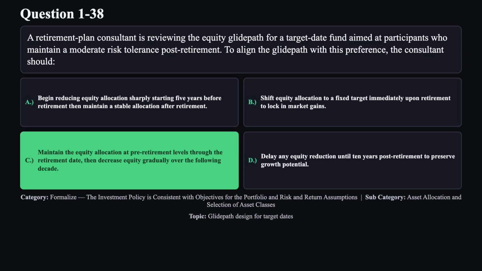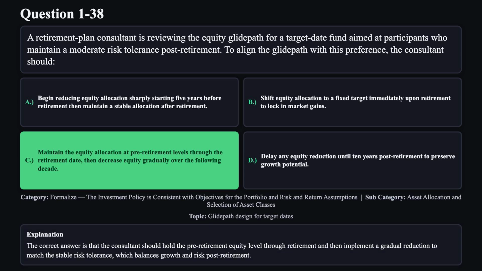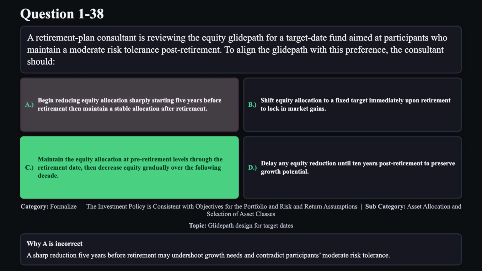The correct answer is C. The correct answer is that the consultant should hold the pre-retirement equity level through retirement and then implement a gradual reduction to match the stable risk tolerance, which balances growth and risk post-retirement. Reason A is not correct. A sharp reduction 5 years before retirement may undershoot growth needs and contradict participants' moderate risk tolerance.